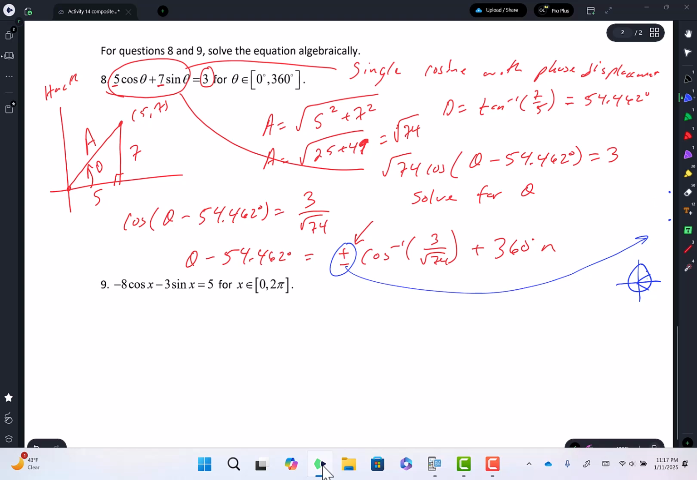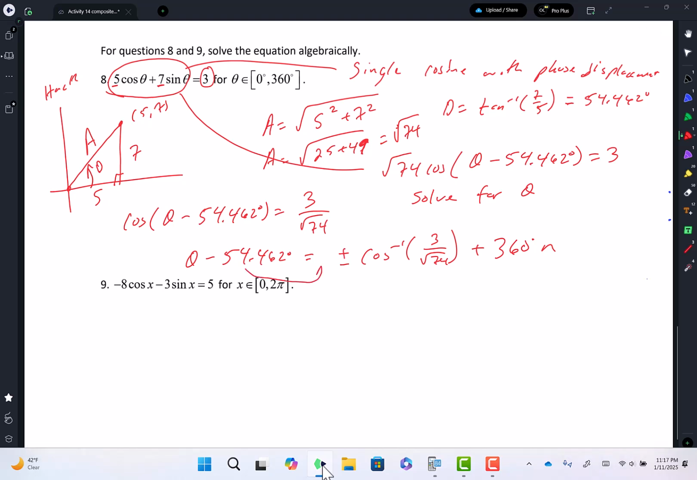I'll play it back to make sure I didn't say anything wrong, as soon as I finish this up right here. All right. Last thing, all we got to do now is just move this 54.462 right in front of that. So theta equals 54.462 degrees plus minus arc cosine of 3 over square root of 74 plus 360 degrees n. And from there, you get your answers, guys.